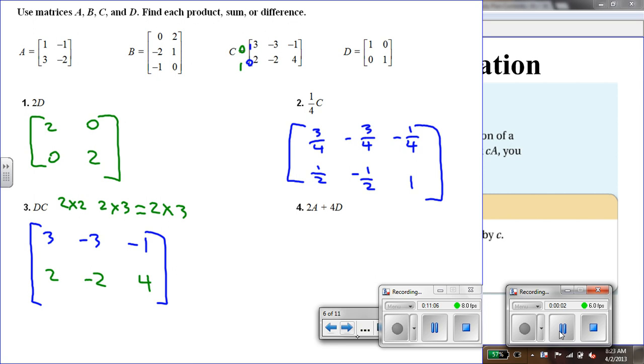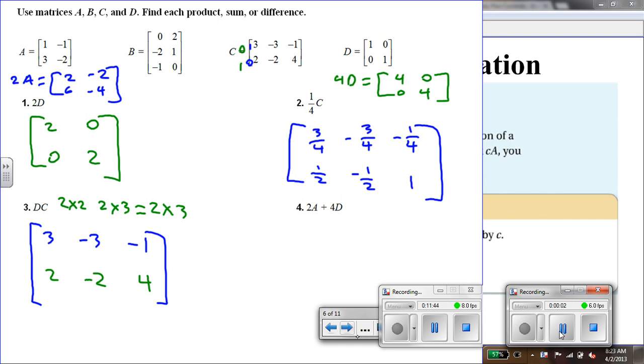Right. Okay, number 4, you're going to multiply 2 times A and 4 times D, and then you're going to add them together. So first of all, the only way we can do that is if A and D are what? Same dimensions, right? They are, right? Okay, so if I multiply 2 through A, 2, negative 2, 6, and negative 4. Okay, and I'm multiplying 4 times D is 4, 0, 0, 4. Everybody good with that? Yep.